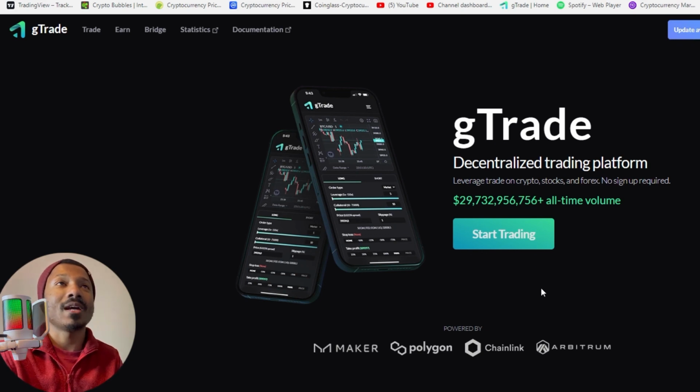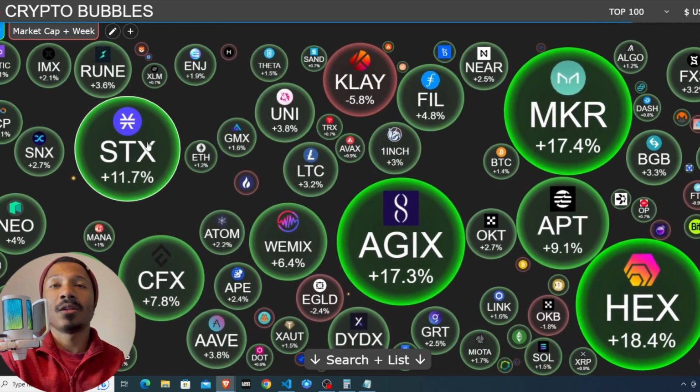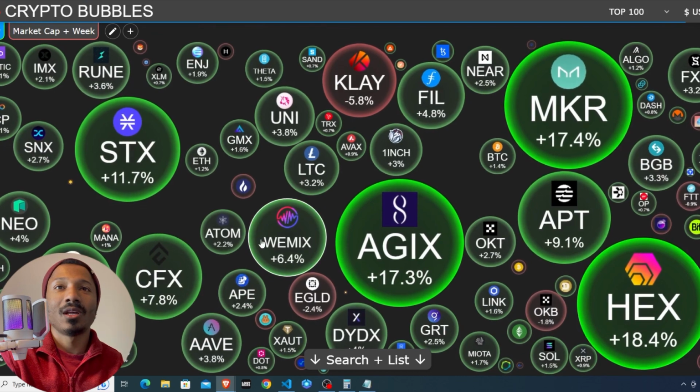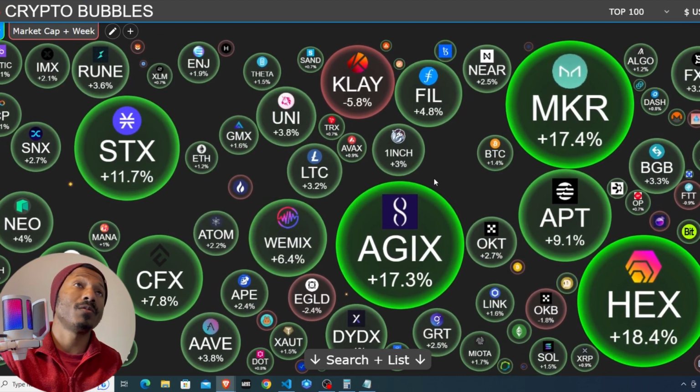But anyways, guys, we're going to be using quite a few things. So this is Crypto Bubbles right here. I just wanted to show you guys the market for the day. So this is what the general market's looking like. We've got Hex up 18%, and quite a few things are going green, just temporarily for right now.